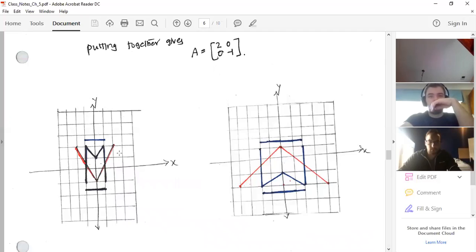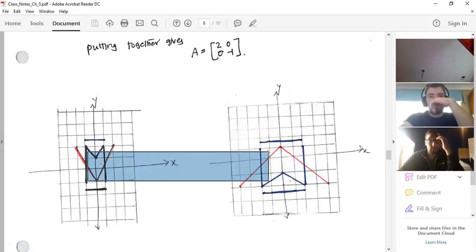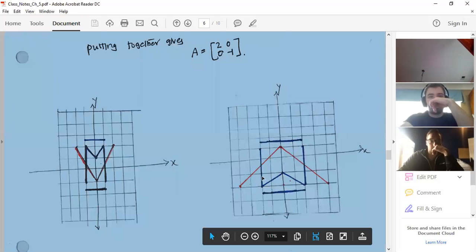Okay, some figures are here. See, suppose this is M, and you flip it along the x-axis. That means you are going to get this one, this W, right?